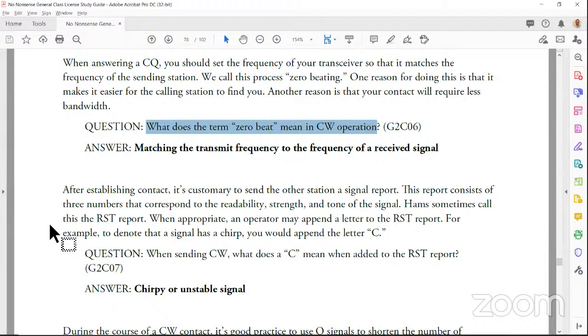What does the term zero beat mean in CW operation? During our slides, we said that zero beat meant matching your transmit frequency to the frequency of a received signal. So that is what is meant by zero beating or zero beat.